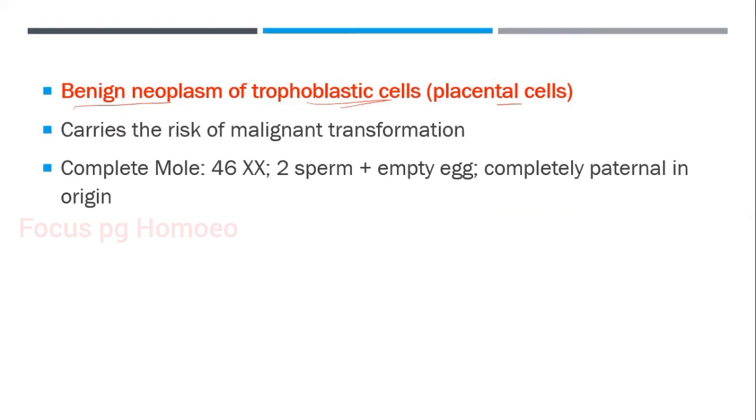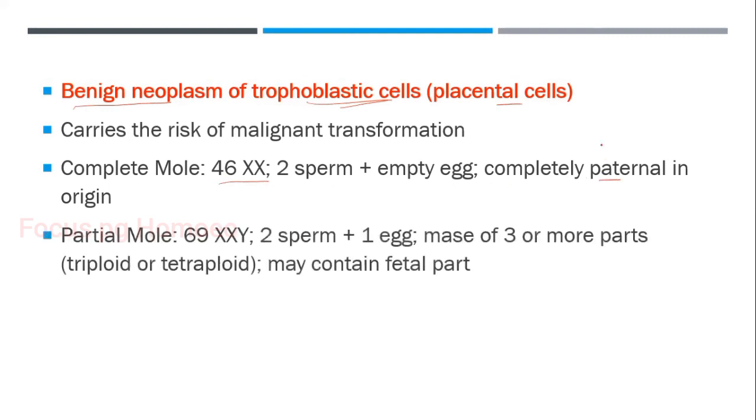There are two types, complete mole and incomplete mole. In complete mole, the chromosomal pattern is 46XX and it is completely paternal in origin. Partial or incomplete mole is triploid or tetraploid. Here the chromosomal pattern is 69XXY, and it contains fetal parts also.